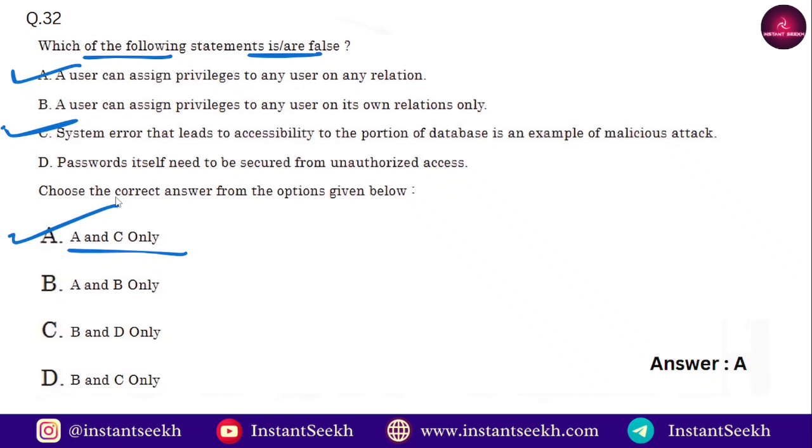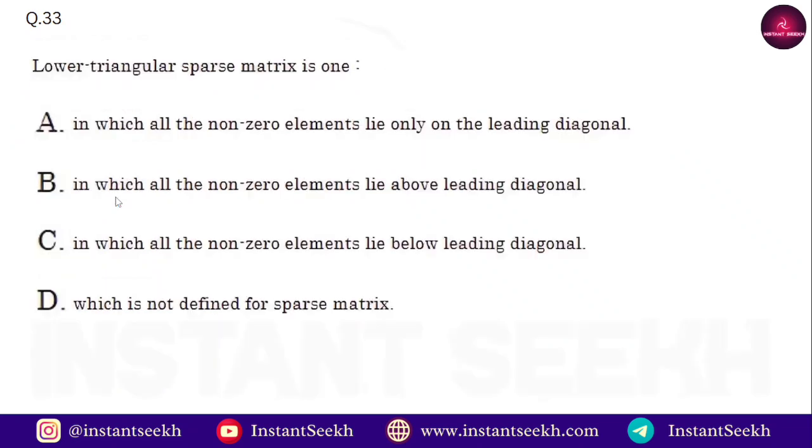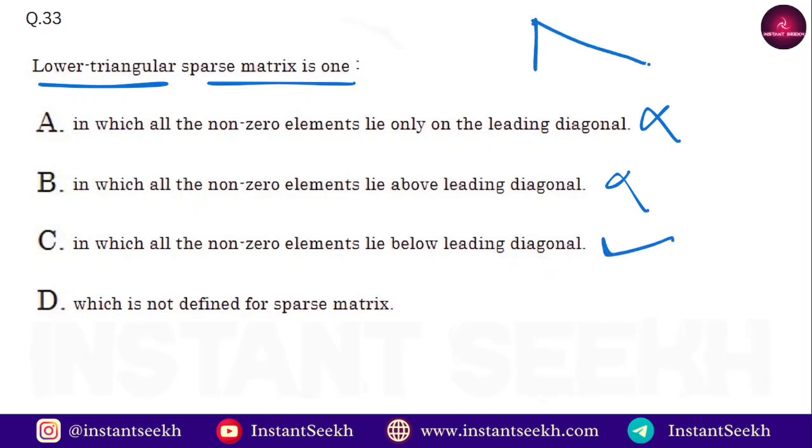Let's move on to the next one. A lower triangular sparse matrix is one in which all the non-zero elements lie on the leading diagonal? No. In which all the non-zero elements lie above the leading diagonal? No. In which all non-zero elements lie below the leading diagonal? Yes. In a lower triangular matrix like this one, all the non-zero elements lie below the leading diagonal line.